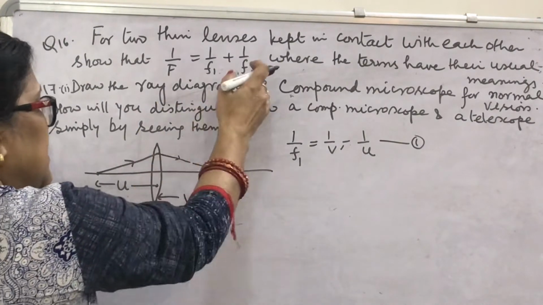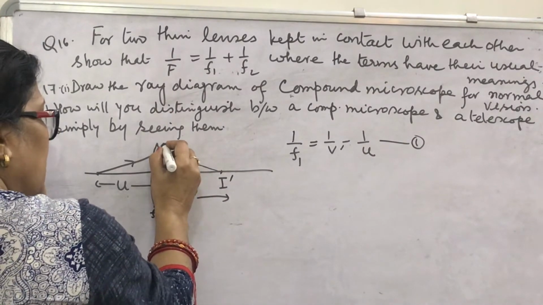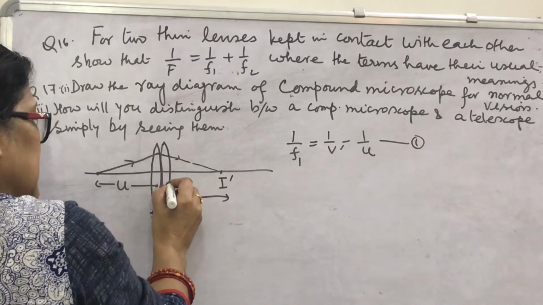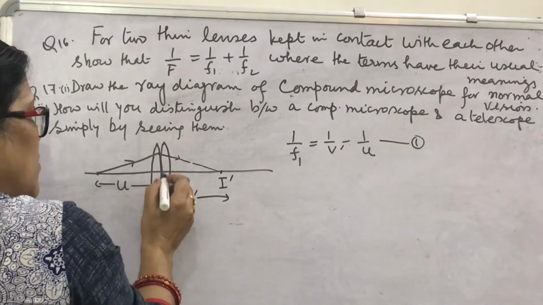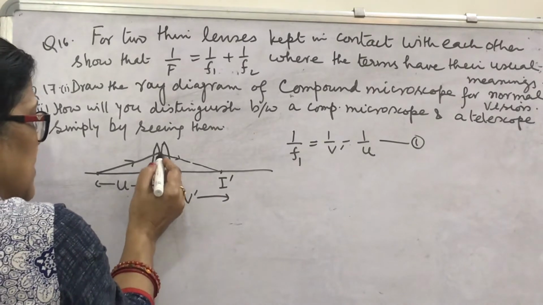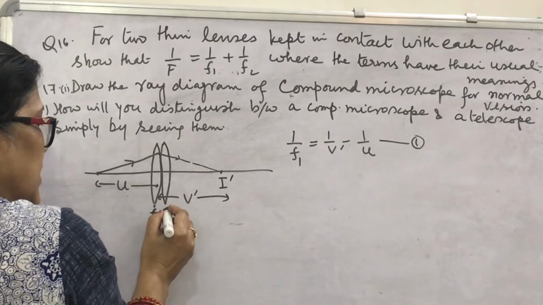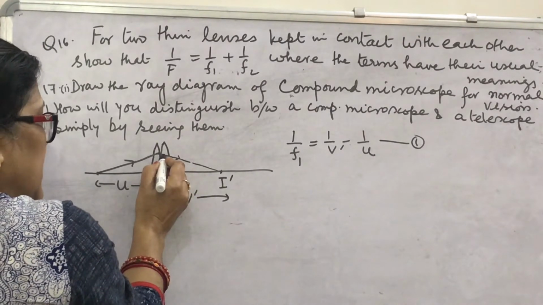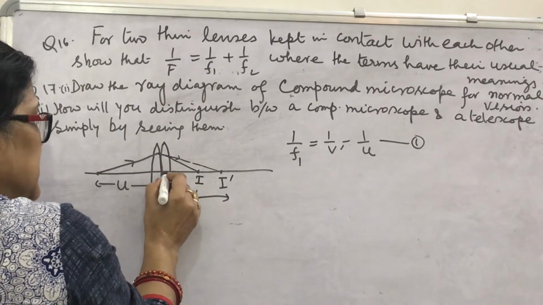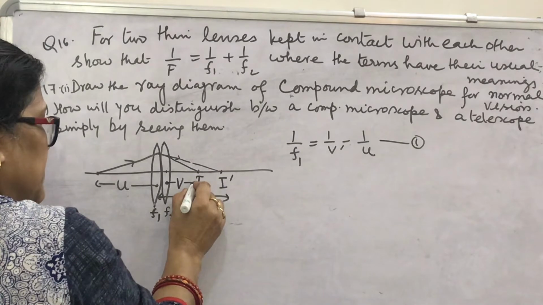In contact with it, another lens of focal length f2 is placed. Then how to draw the figure? Look, you have to draw the other lens in contact with the first lens, and its focal length, as given, is f2. More convergence: one lens less convergence, two lenses more convergence. So this I dash will behave like the object for this lens of focal length f2, and the final image will be formed here at I. And what will be this distance from this? This will be V. This will be the final image distance.